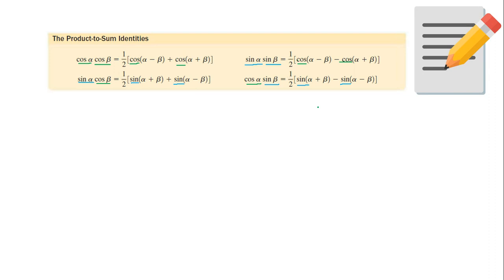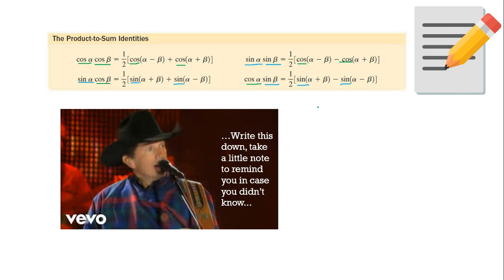So that's just some tidbits on how you can get comfortable with remembering what the product to sum identities are, should you not have your piece of paper in front of you as you're working through them. I'm a big proponent of just giving you the resources and then you working through it. But maybe you don't have one in front of you, or maybe you're not taking notes like you should be. And so that's a way to make sure that you can start to memorize these identities or identify which one's which. So write this down, take a little note to remind you in case you didn't know.